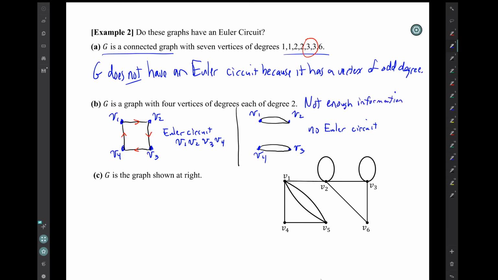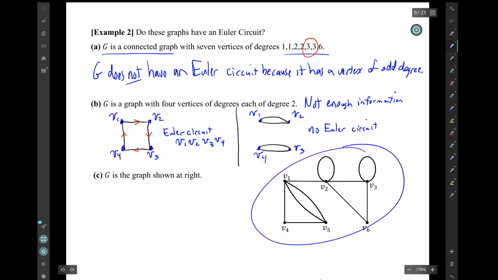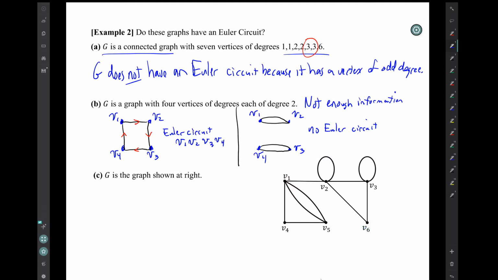Question C is, does this graph G have an Euler circuit? Well, let's make a note of the degrees. I'll label the degrees in red. We see that there are 2 vertices that have odd degree. Since there's a vertex that has odd degree, there's no Euler circuit.